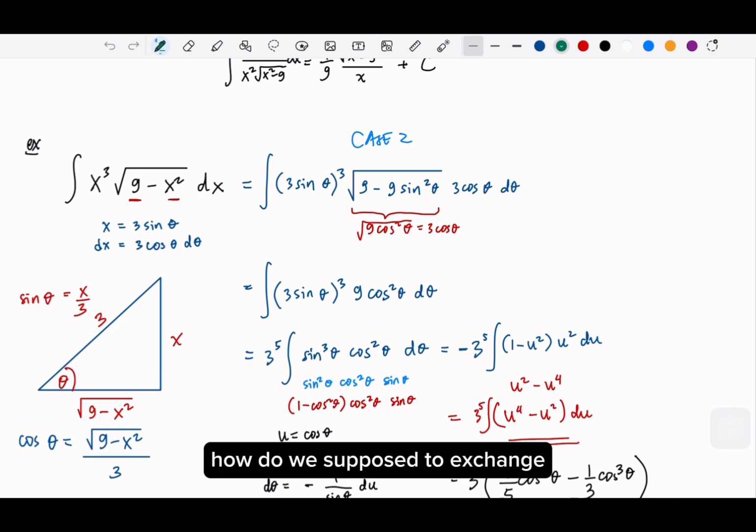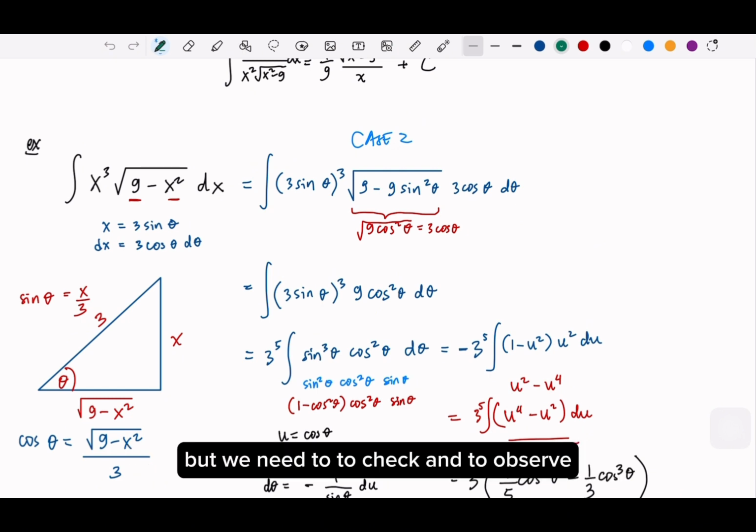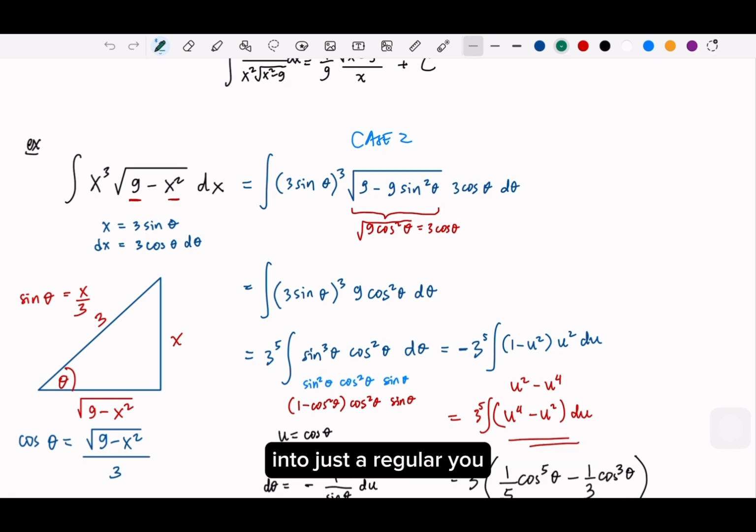How are we supposed to exchange? Basically we are just going to take substitutions. But we need to observe how we arrange the sine and cosine so that when we substitute one, it will cancel the other one, and then it will change everything from trigonometric into just a regular variable u. Okay?